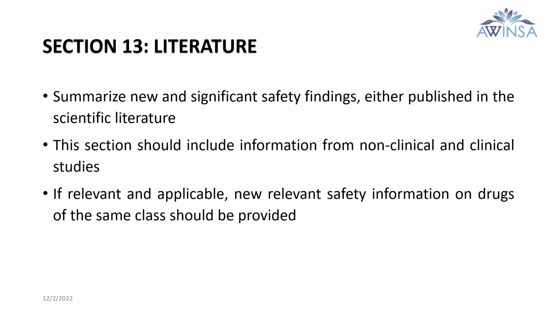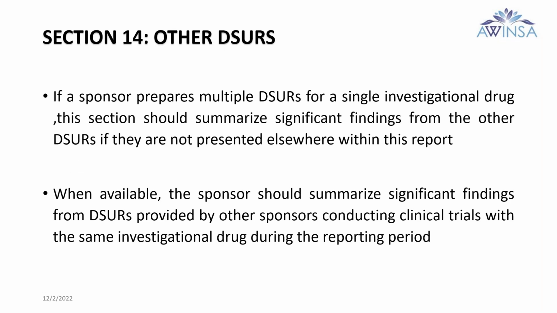Now, the literature is a very important piece of the DSUR, and whenever we are preparing the DSUR, we have to summarize any new and significant safety findings which are published in the scientific literature. I don't mean that we have to provide all the abstracts that we screen. Of course, that is done as part of the overall literature screening exercise. But when we are reviewing those abstracts or articles, if we come across any information of relevant safety concern, that has to be mentioned in the literature section. Otherwise, if we don't find any safety concern, we can always mention that there was no new safety concern from the literature screening.